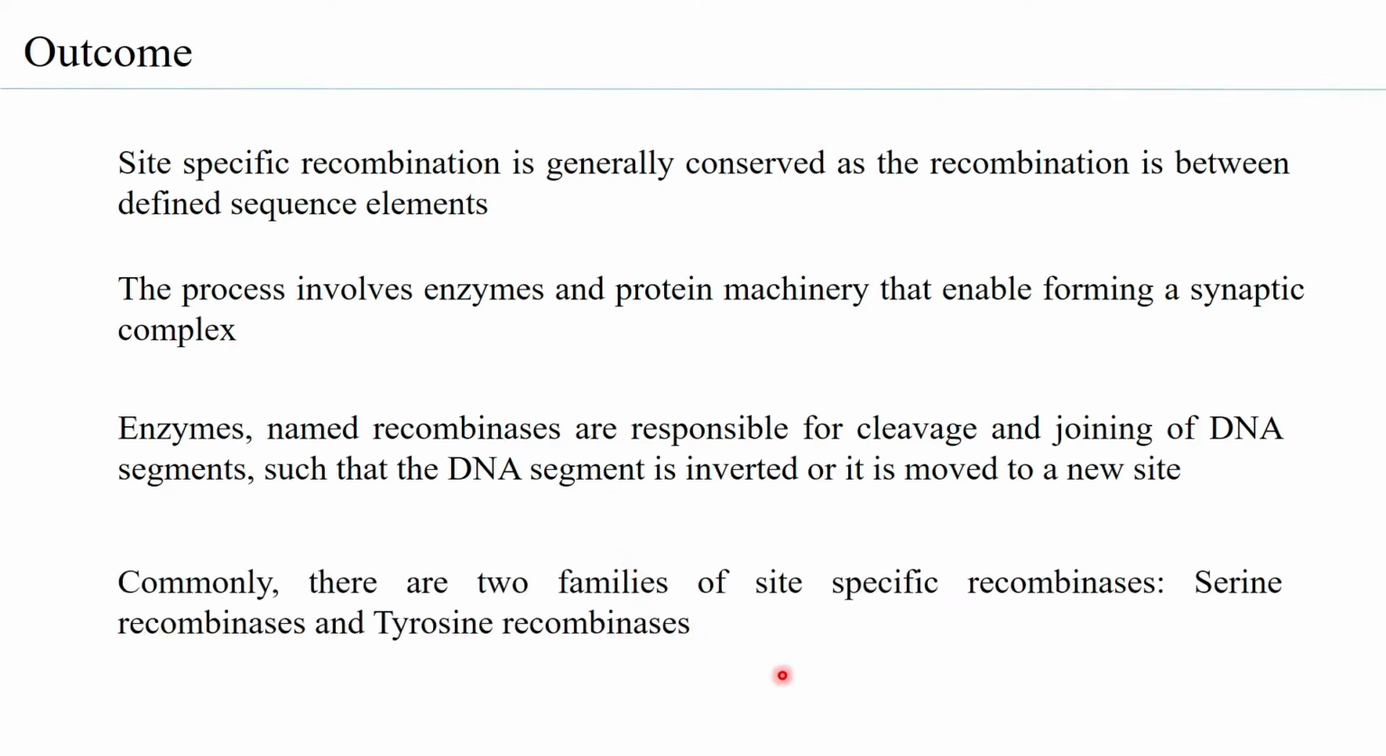Commonly, there are two families of site-specific recombinases. One is serine recombinases. As the name suggests, the active site has a serine residue which takes part in the catalytic activity, and tyrosine recombinases have tyrosine as the amino acid that is actively taking part in the catalytic activity.